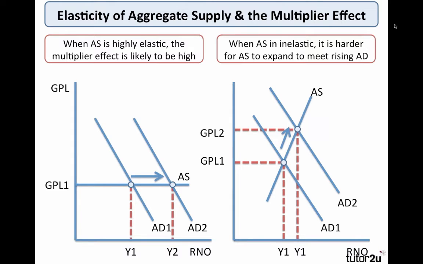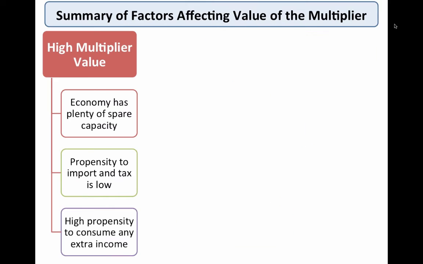The economy is going to find it hard to generate the extra output and incomes. So instead, we get a small change in national income, but we also see an increase in inflation, which would obviously dampen real incomes and real profits, and therefore make the multiplier effect much smaller. So elasticity of aggregate supply is going to be a factor affecting the value of the multiplier effect in a macro economy. So let's just summarize what really determines the value of the multiplier effect.